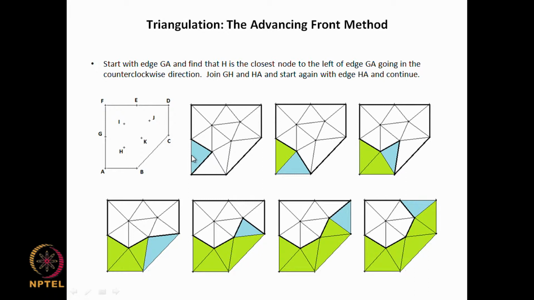So, at any point we have the front which is advancing towards those as yet unconnected points. So, when we start out we have a front which consists of AB, BC, CD, DE, EF, FG, GA, that is the front which is propagating inwards all the time. So, once we have identified this H here, then our front now is AB, BC, all this, and from here, here, and then comes back to this.